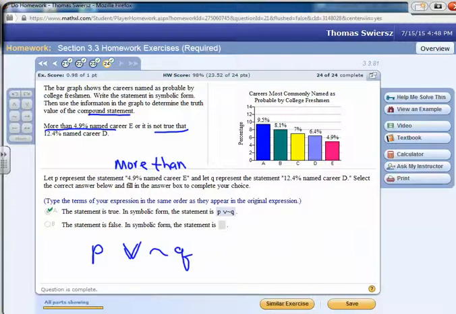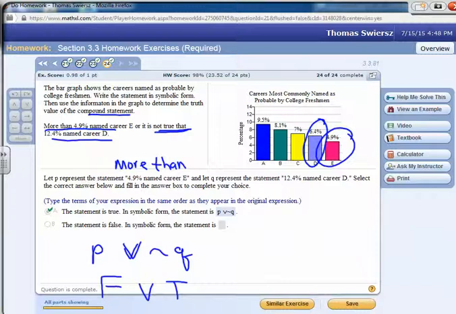Now, is the statement true or false? P is more than 4.9% named career E. If you look at career E, it's exactly 4.9, right? So more than 4.9 is actually a false statement. Or it is not true that 12.4% named career D. Career D is what? 6.4%. So it is not true that 12.4% named career D is actually a true statement, because why? It's 6.4%. So Q is actually false, right?